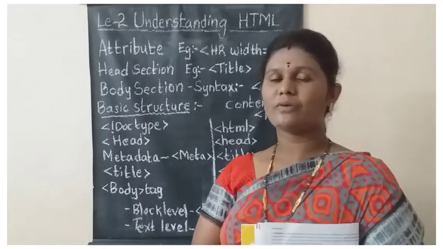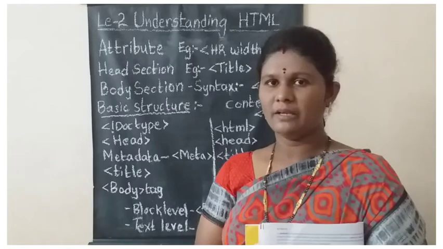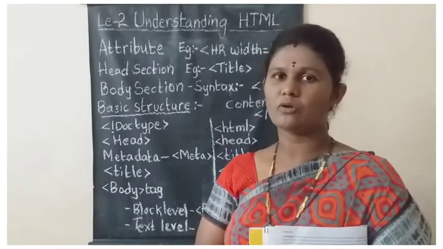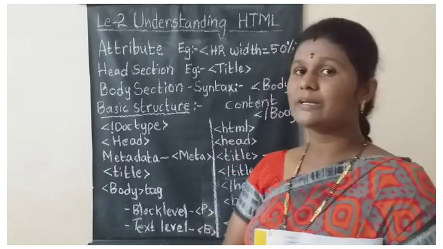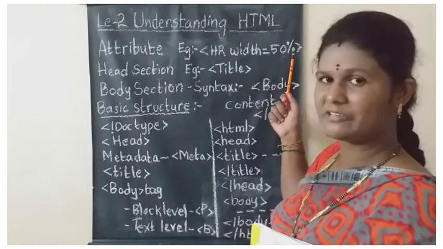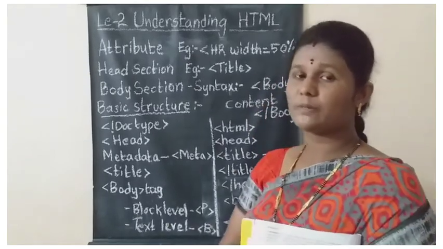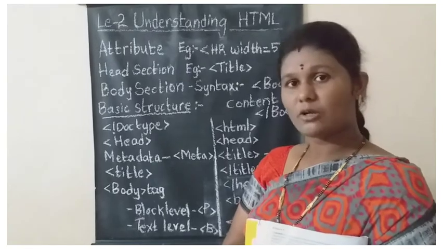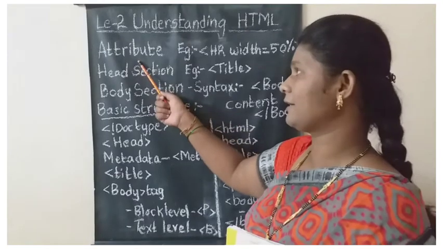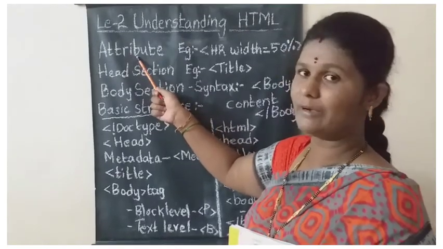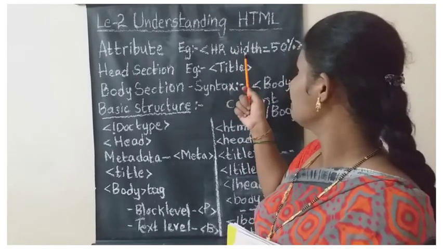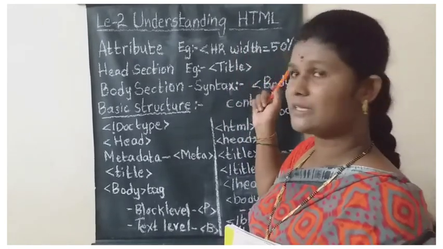What is the meaning of case sensitive, children? If any text value is there, we have to specify it in double quotes. If it is a numerical value, there is no need to specify it in double quotes. That's why I did not specify it here. And if you want to give a word, you also have to specify it in quotes. So this is nothing but an attribute. An attribute contains a name and a value. Here HR is the tag, width is an attribute and 50% is a value.